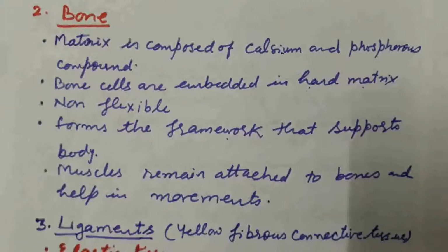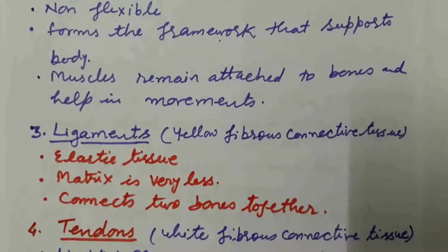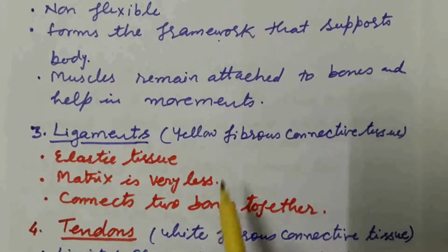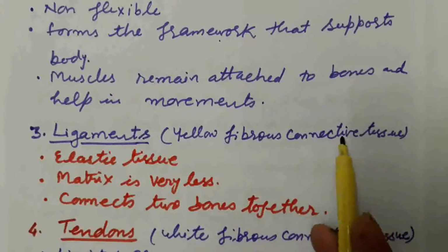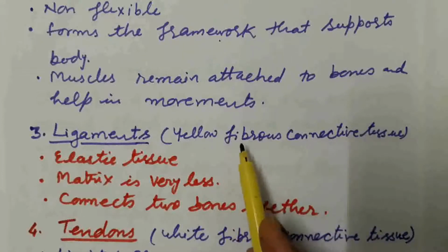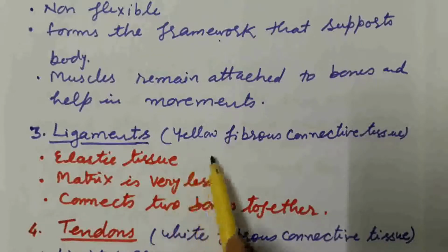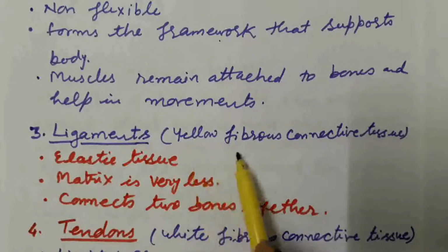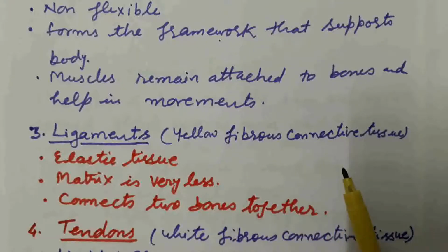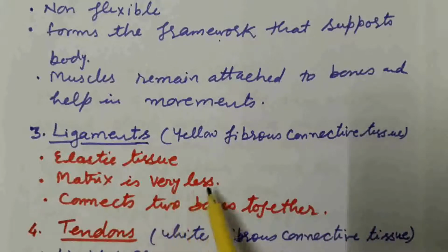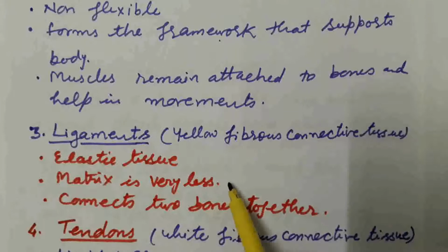The third type of connective tissue is the ligament. Ligament is a yellow fibrous connective tissue. Yellow fibers are present in the matrix, which makes it elastic tissue, due to the presence of yellow or elastin fibers in the matrix of ligament. Matrix is very small in amount in ligaments.